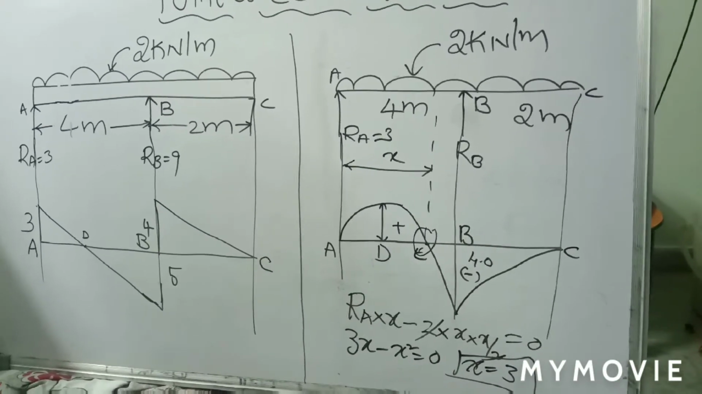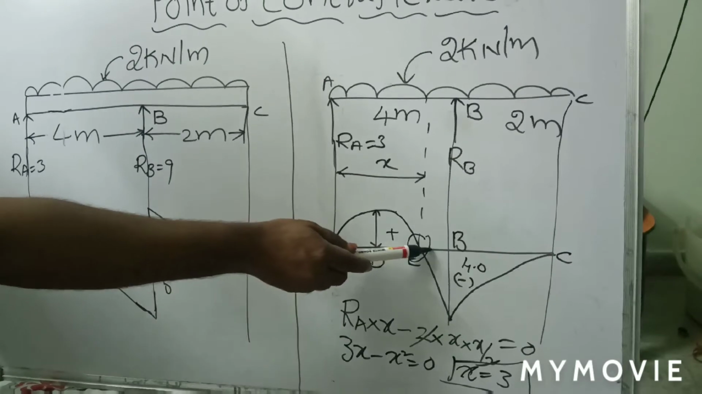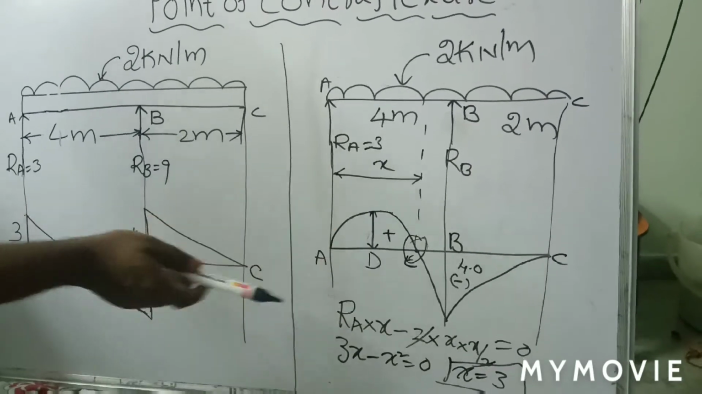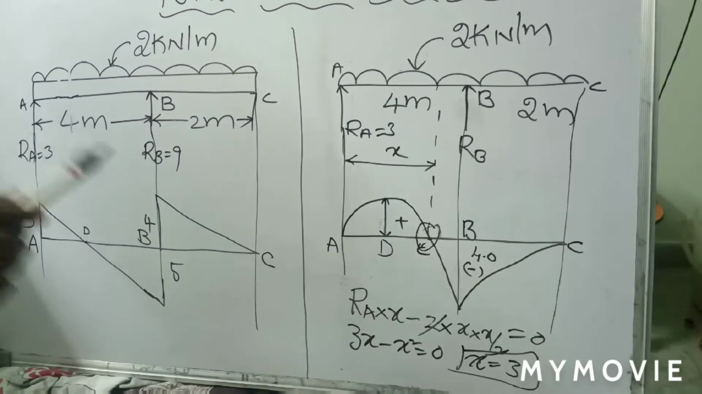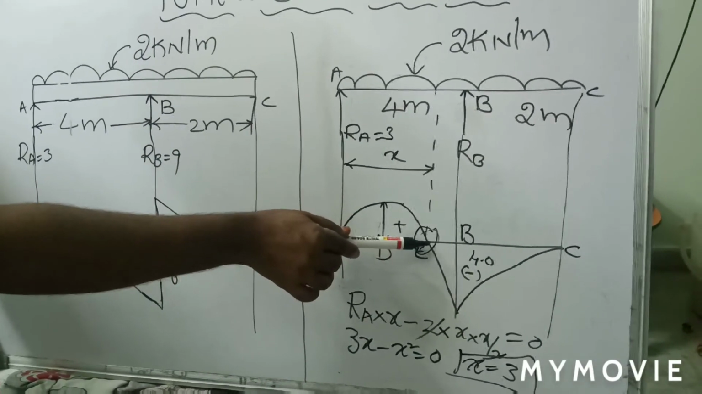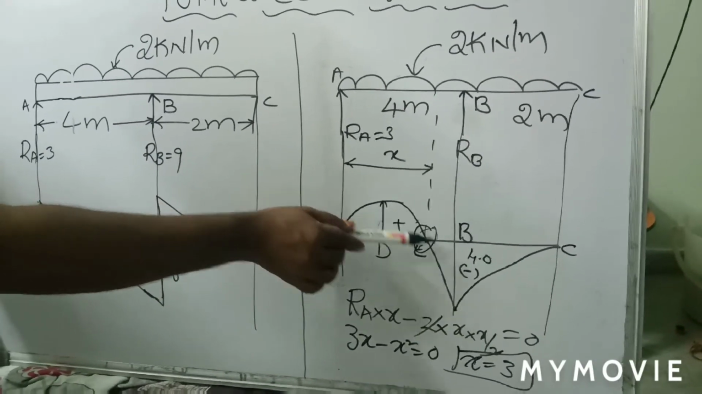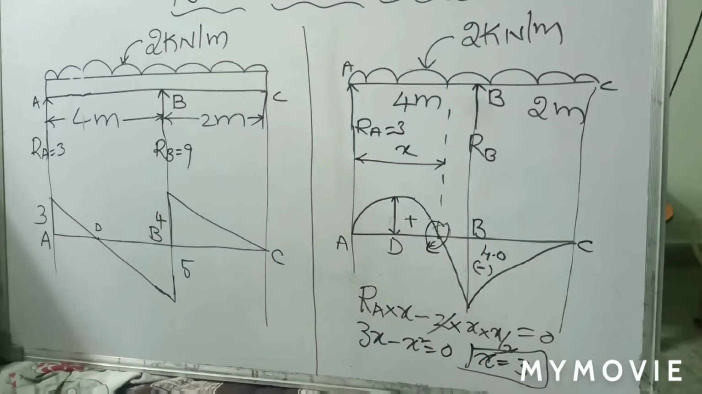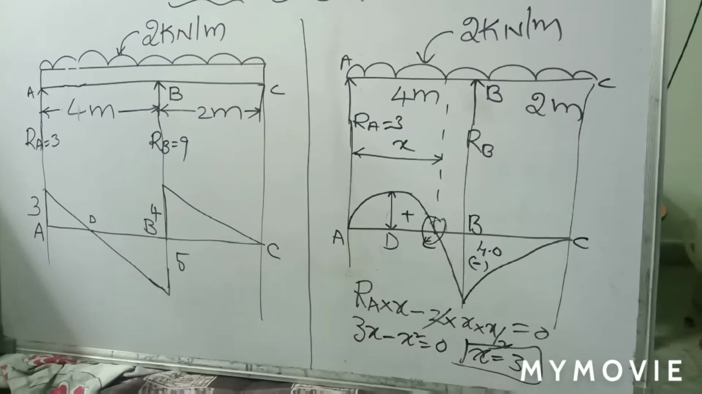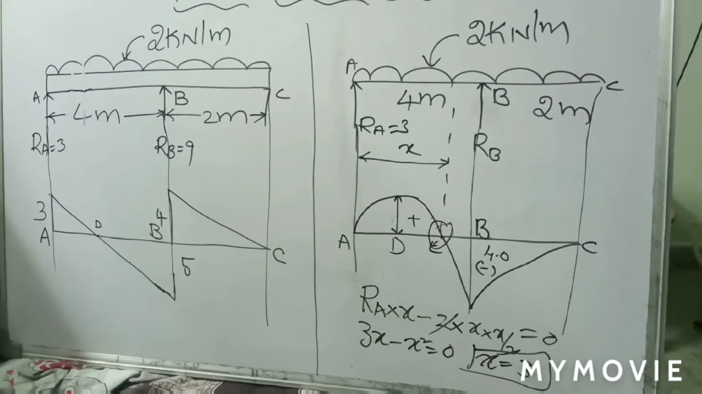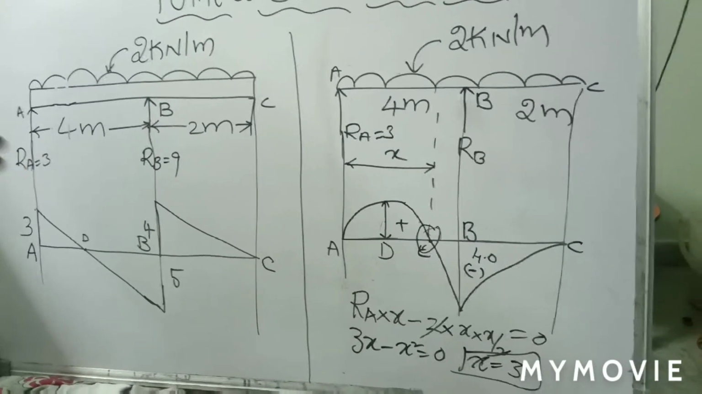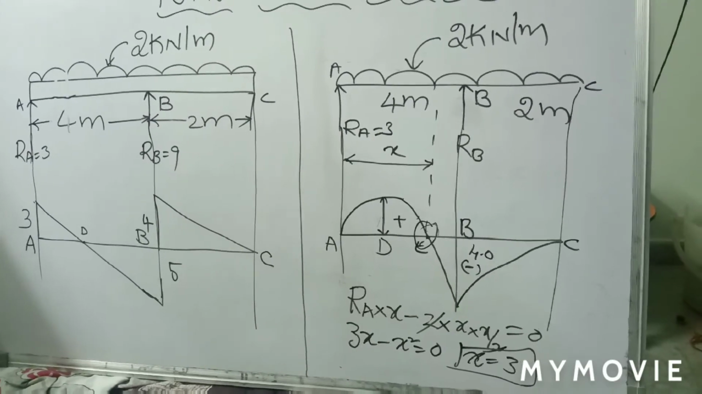What is the point of contraflexion? That is in a bending moment diagram. This is the bending moment diagram. Please concentrate on the bending moment diagram. In a bending moment diagram, where the bending moment is 0 at this location, it changes its sign from positive to negative. So identify the location where it changes from positive to negative or negative to positive. That particular point is called the point of contraflexion.